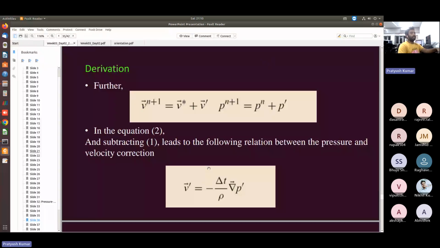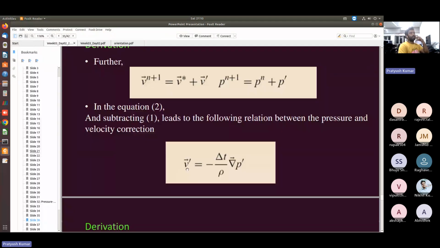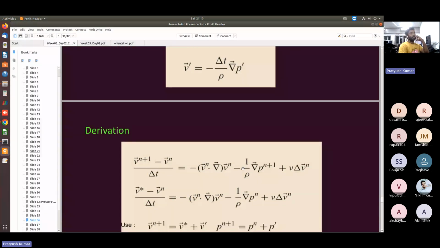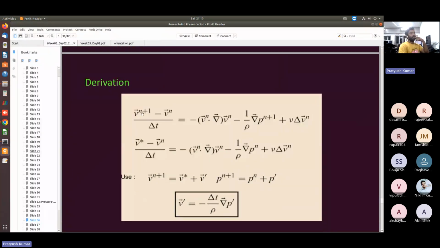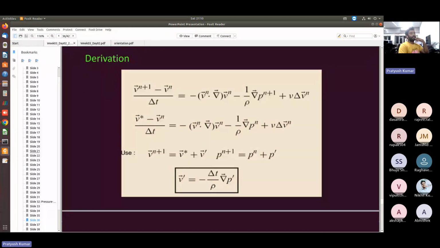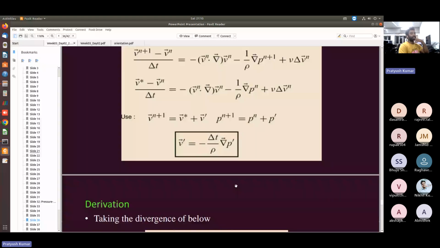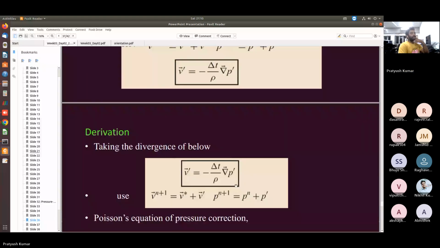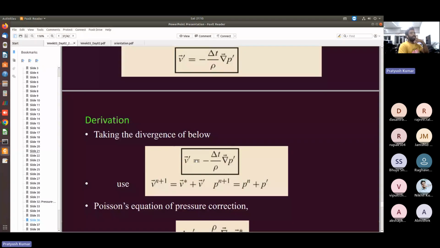So I think till here everything is clear. We have got one separate equation for the pressure, means we have got a correlation between the pressure correction and the velocity correction. So we are subtracting equation 2 minus equation 1, and that is where we are getting this v dash equal to minus delta t upon rho del p dash.